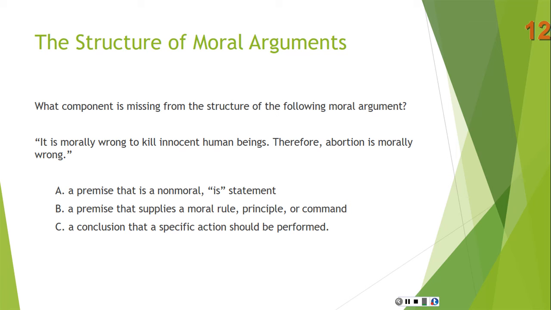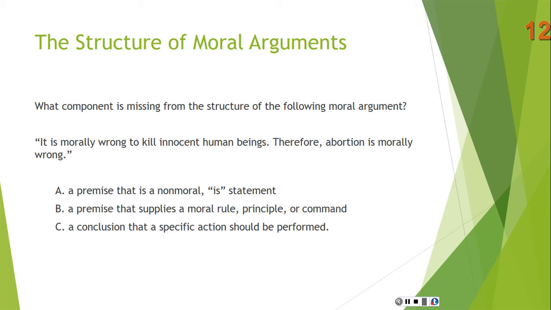So we have an ought premise, a moral premise, and an ought conclusion, a moral conclusion. Now we just need a non-moral is statement as one of the premises. Because there's still a gap in this argument, even though it's not an is-ought gap. The gap is that you leap from killing innocent human beings is wrong to abortion is wrong. You need to fill it in somehow. What would you propose? I think the proper thing to propose is that abortion kills an innocent human being.